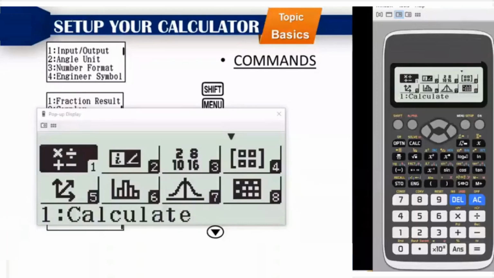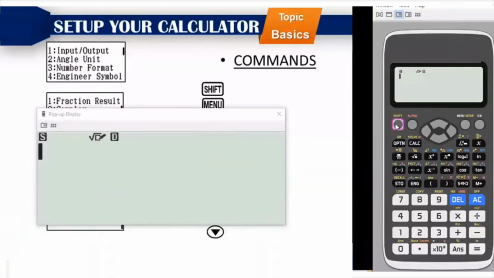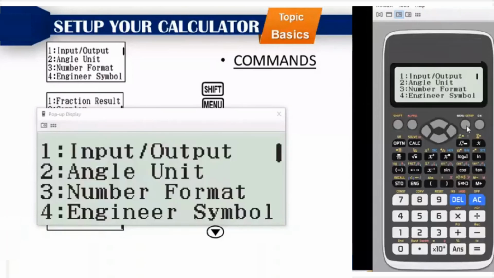The second feature is setup. If I press shift and menu, I will go on to the setup. So setup and menu go hand in hand. Basically, when you are setting up your calculator, you try to find out whether you want answers in fraction or decimal. What format do you want to apply? Do you want a digit separator after every 3 digits or not? Whether you want commas in between or not? Whether you want decimal or instead of decimal you want commas? Whether you want your calculator in radian mode or degree mode or gradient mode? All these questions are answered through setup.